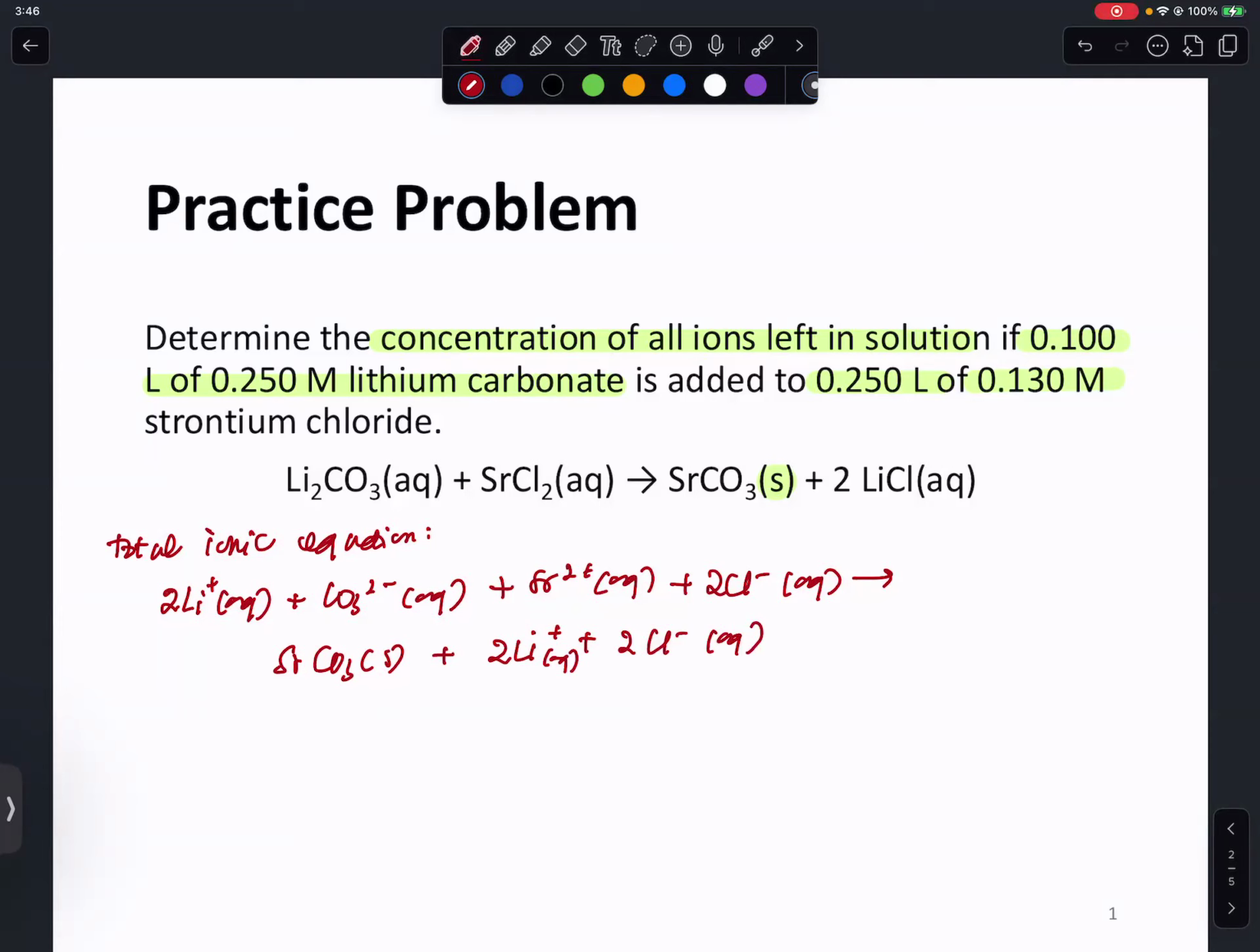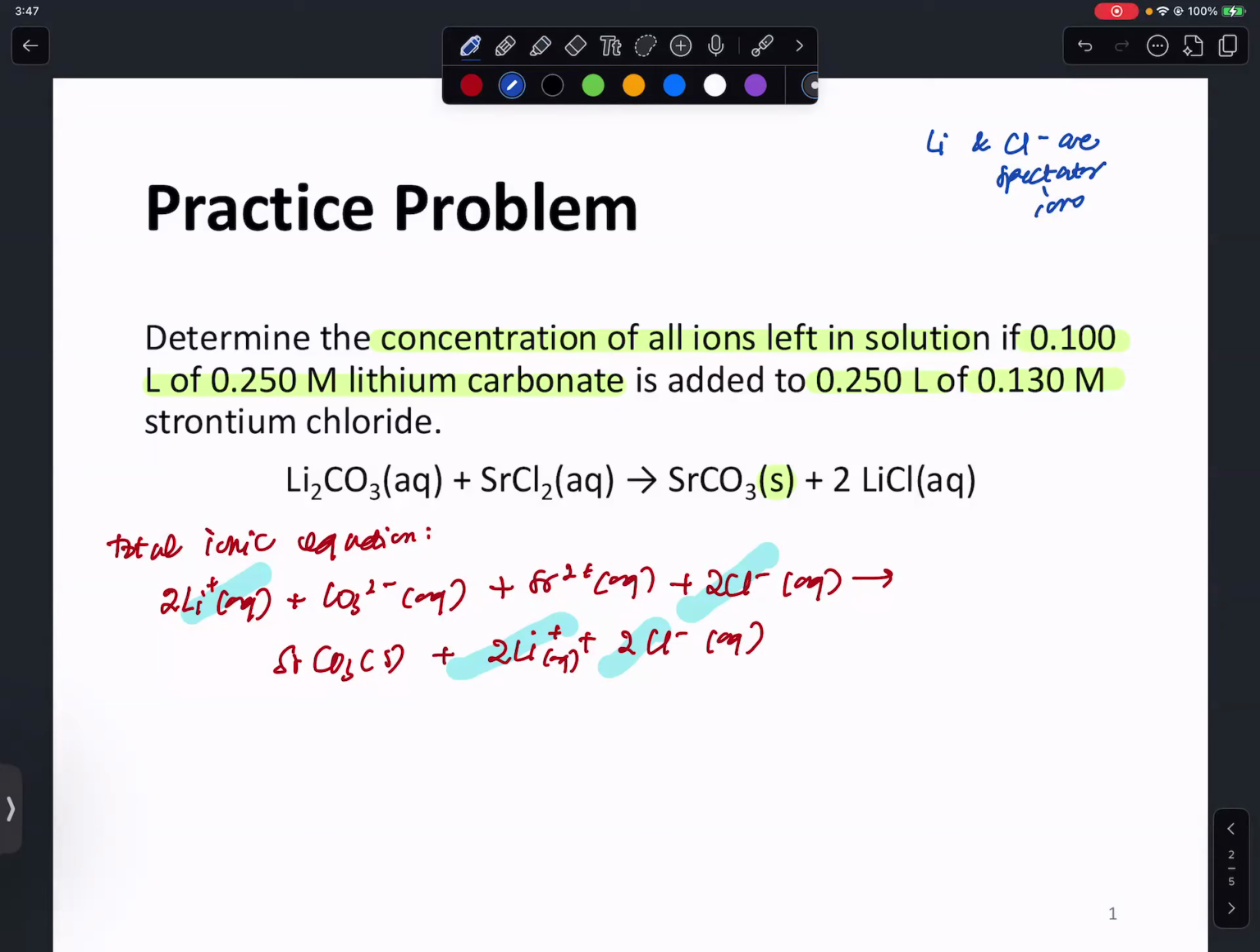chloride ions. Now, let's highlight where we think our spectators are. Spectators will hang in solution. They do not participate in our chemical reaction, and they should be present on both sides of the total ionic equation. So we can see here that lithium is a spectator in addition to the chloride. We can keep a tally up here of our spectator ions, and so we can say that lithium and chloride are spectator ions.